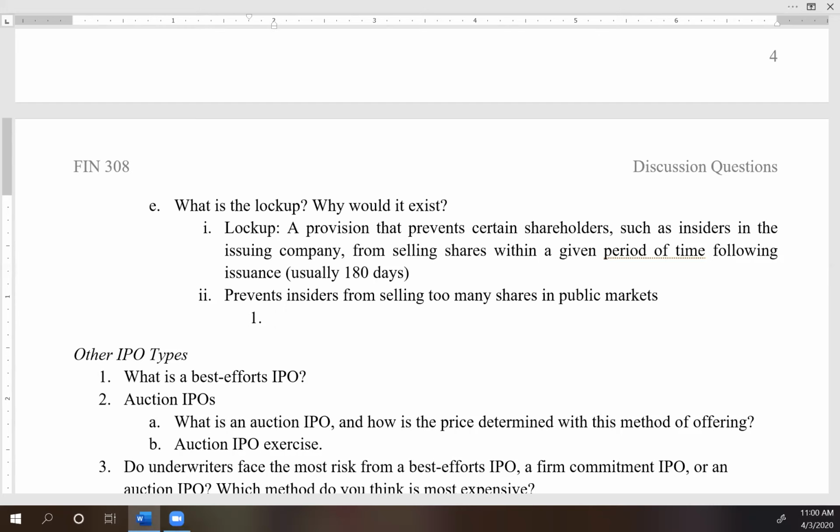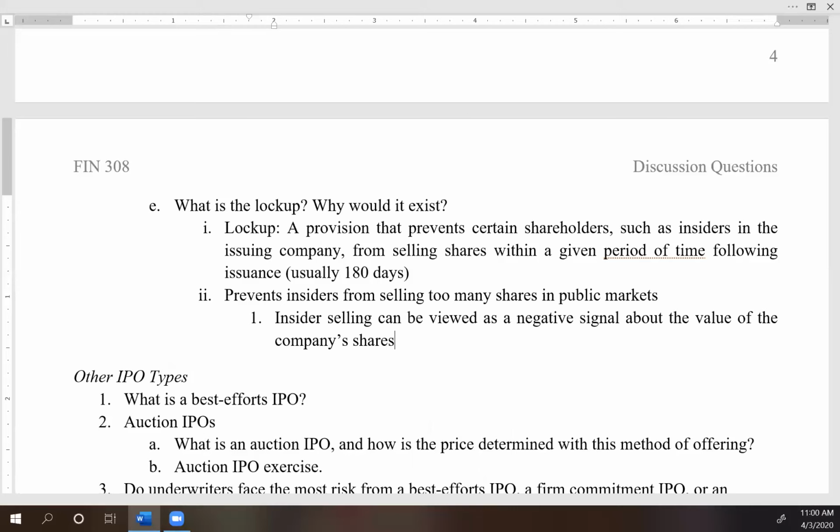So why do we want to prevent insiders from selling too many shares? One reason is that insider selling can be viewed as a negative signal about the value of the company's shares. By insiders, I mean the company's top managers who may have a lot of shares. If they start selling, it's going to signal that they don't really have any confidence in the value of the shares. They went public to cash out, and so basically it looks like they tried to dupe the public.